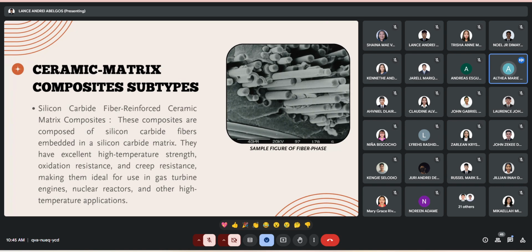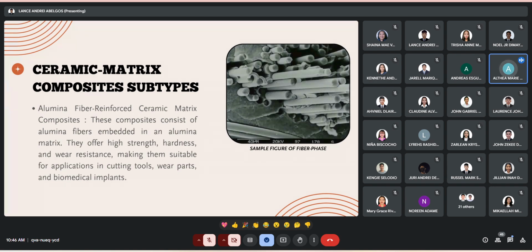Silicon carbide fiber reinforced ceramic matrix composites. These composites are composed of silicon carbide fibers embedded in a silicon carbide matrix. They have excellent high temperature strength, oxidation resistance, and creep resistance, making them ideal for use in gas turbine engines, nuclear reactors, and other high temperature applications. Next slide.